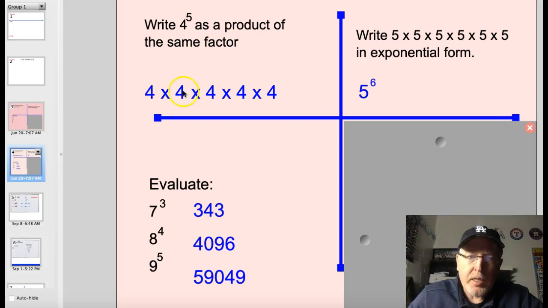4 to the 5th is the product of the same factor. It's 4. There's going to be 5 of them. That's what the exponent says. 1, 2, 3, 4, 5. Yeah, we've got multiplication signs in. Yeah, that one's good. And this is, write this in exponential form.